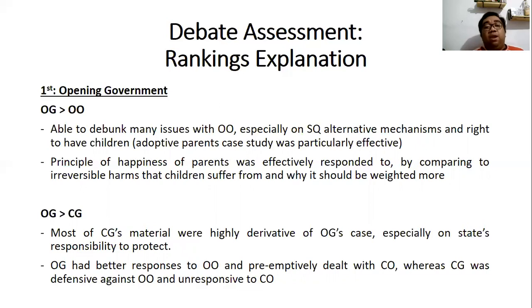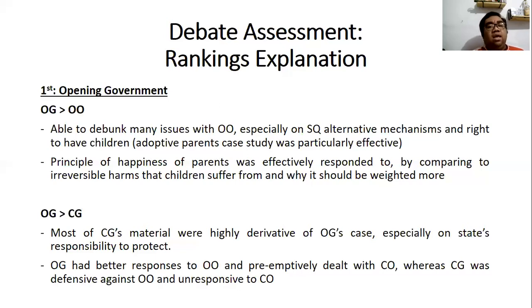And the second response that we credit was the right to have children. Opening government in DPM also made a really strong case study about adoptive parents, which is the idea that in status quo, we discriminate between biological parents and adoptive parents. So this necessarily means that the right to have children isn't really an absolute right. And therefore, it demonstrates that there are conditions that can be made when it comes to deciding whether or not a person is fit to become a parent or a guardian of a child.